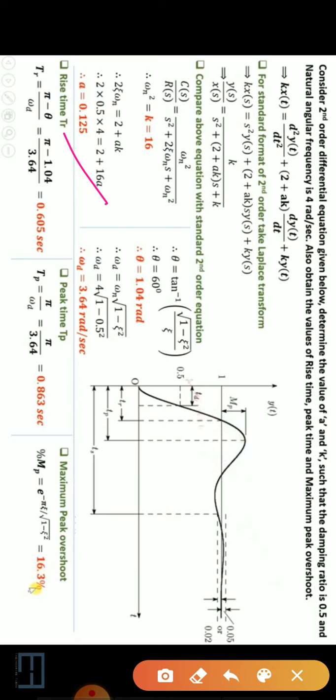The formula for rise time is pi minus theta divided by omega d. We need to calculate theta, so we will solve theta first. Theta is tan inverse of root of 1 minus zeta square divided by zeta. We know zeta is equal to 0.5, so we will get 60 degrees. While converting that in terms of radian, it becomes 1.04, right? So theta will be 1.04 radian. Compulsorily you should convert that into radian.